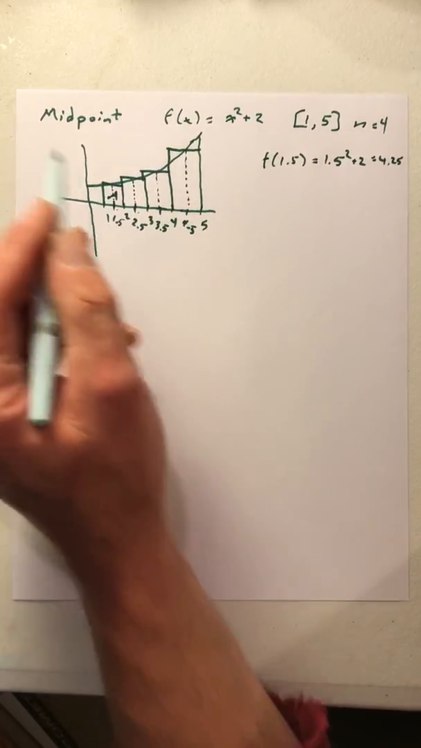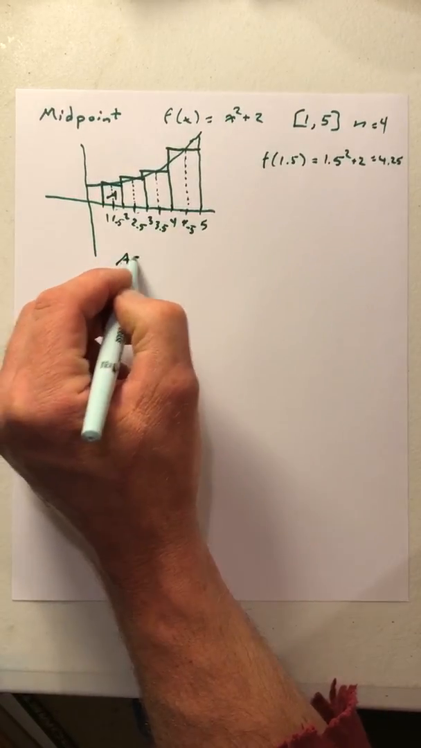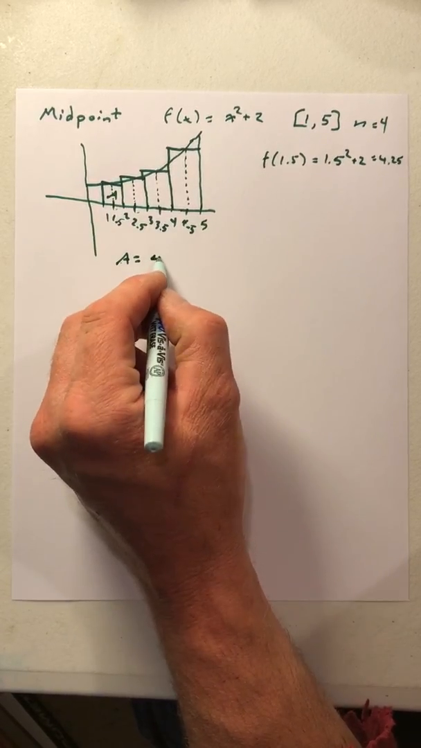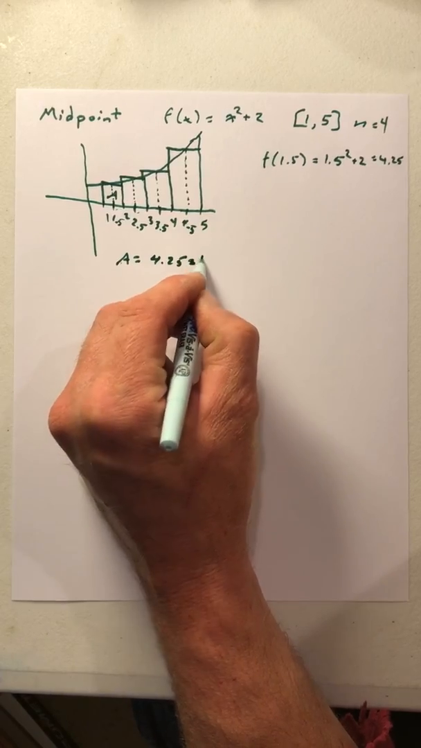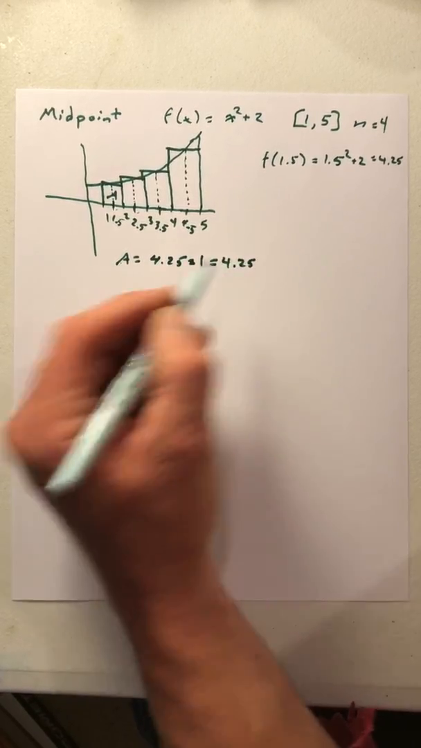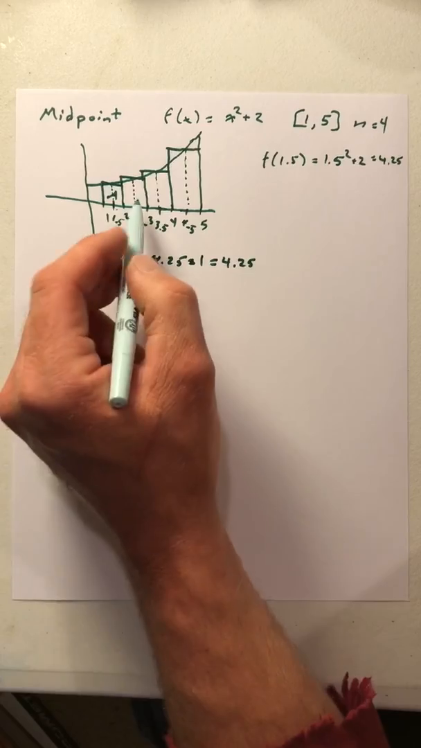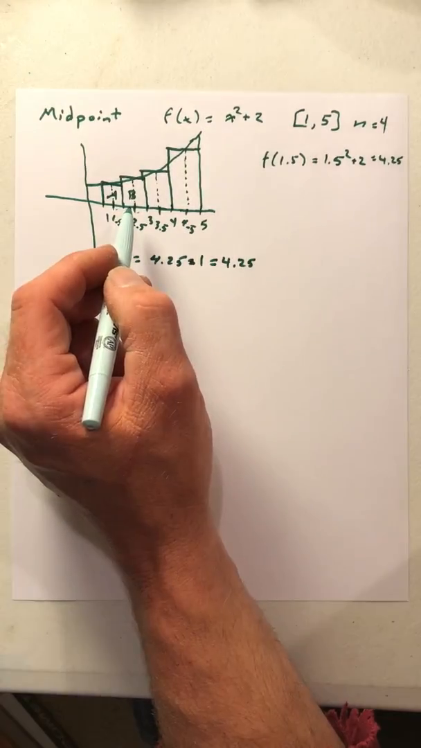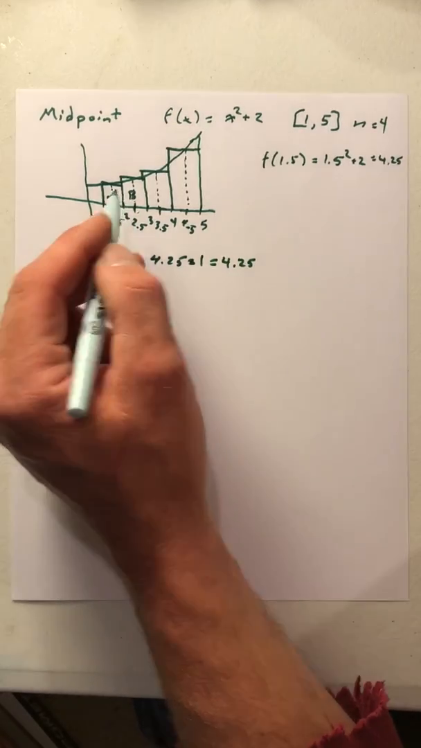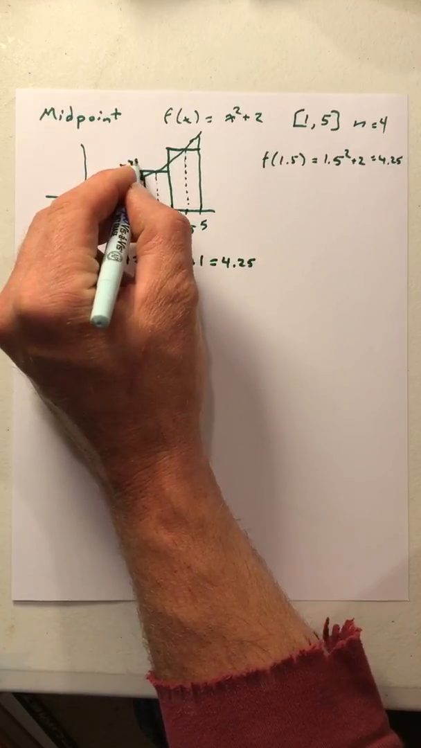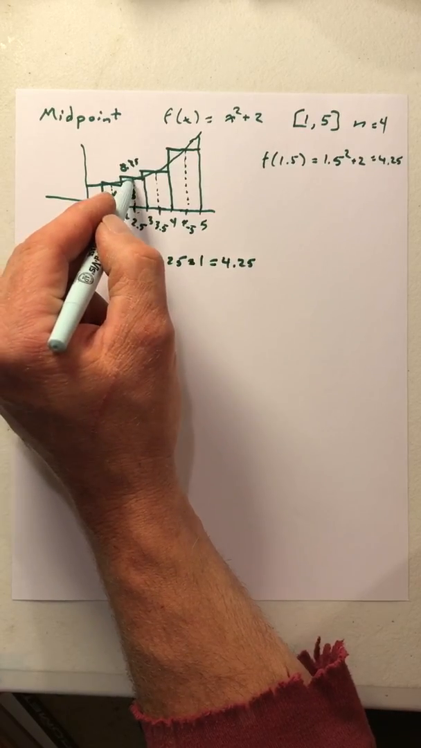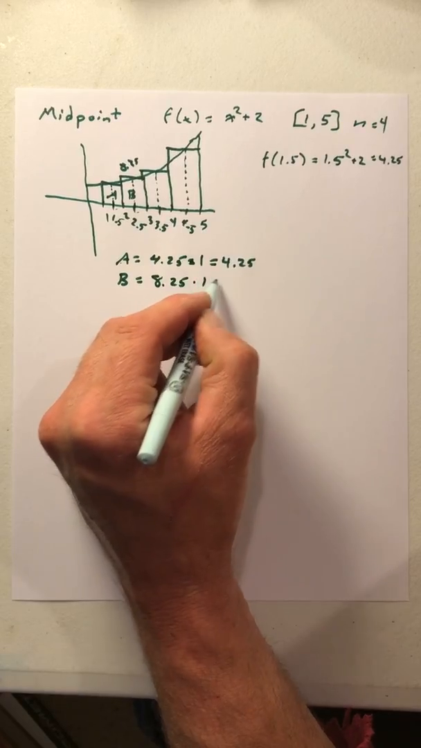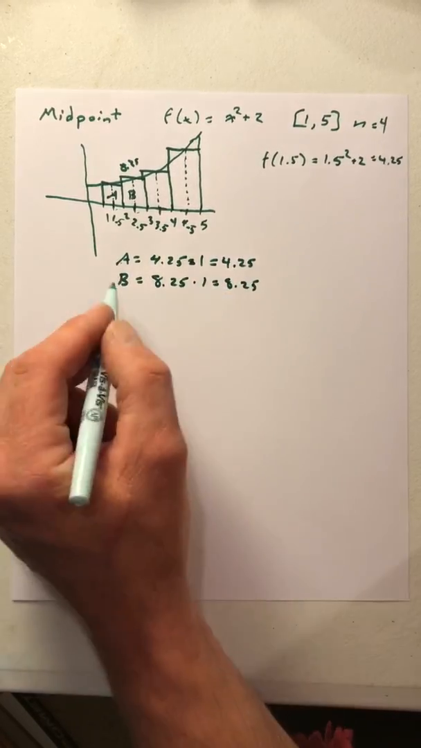So again, we can call this region A if you wish. And we'll come off to the side here. A is 4.25 by 1, or 4.25. For region B, here we're taking 2.5. So we're going to take 2.5 squared, and we're going to add 2 to it. And that's going to give us an 8.25 height. So the height of this is 8.25. We're still 1 wide. So to find the area, we have 8.25 times 1, which is 8.25.